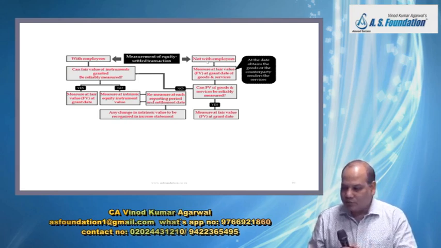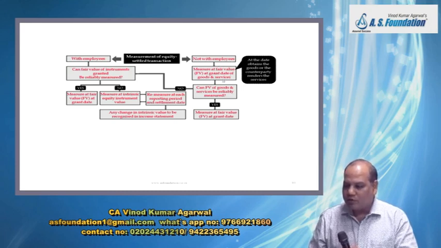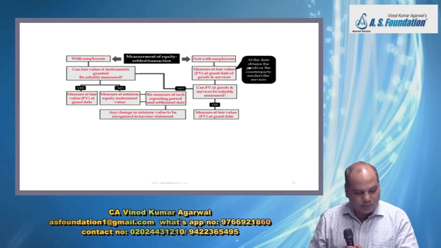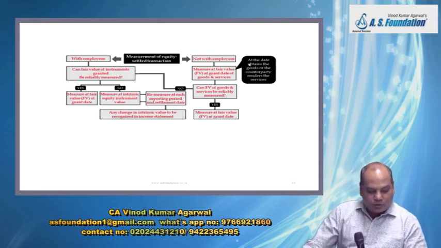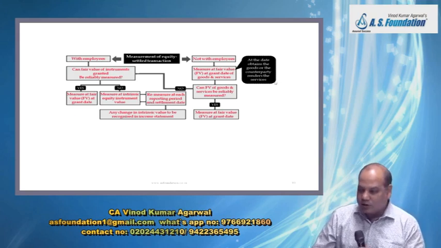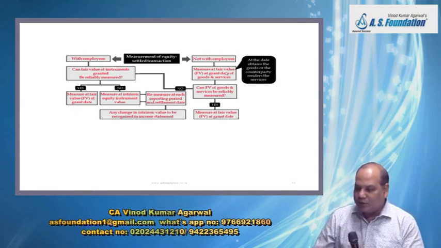Come to the right side. With employees, not with employees, means suppliers of goods and service. Measure at fair value at grant date of goods and service. And there is a comment on the right side: at the date the entity obtains the goods or the counterparty renders the service. Take the fair value of the date when the entity receives the goods or the counterparty renders the service. Then the question is fair value.